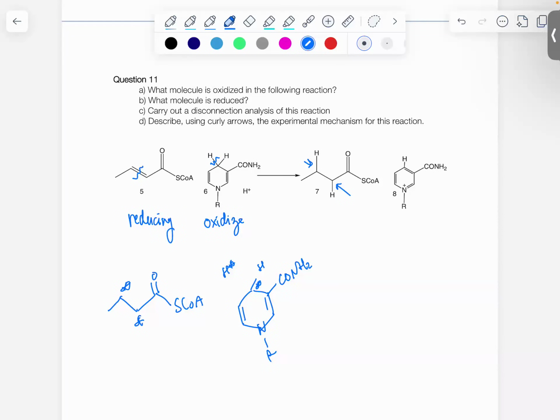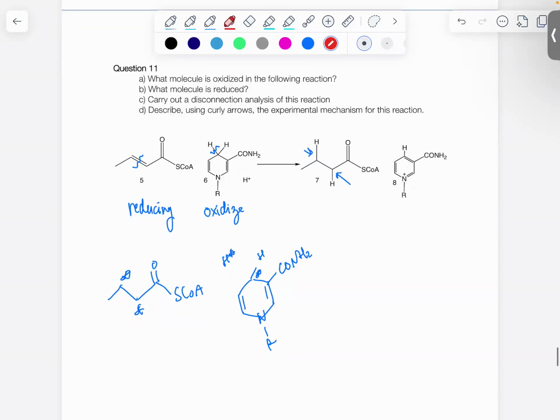And now we can move to our experimental mechanism. And so this is the structure of NADH. And NADH is one of those cofactors or molecules that you should know and recognize.